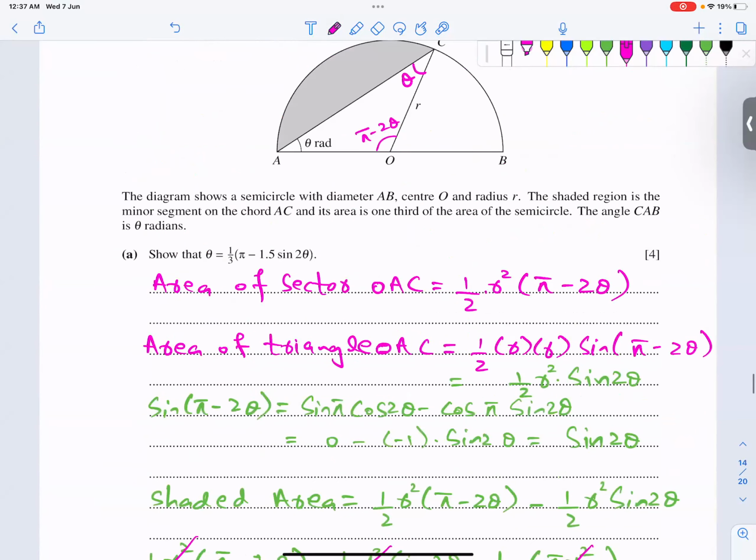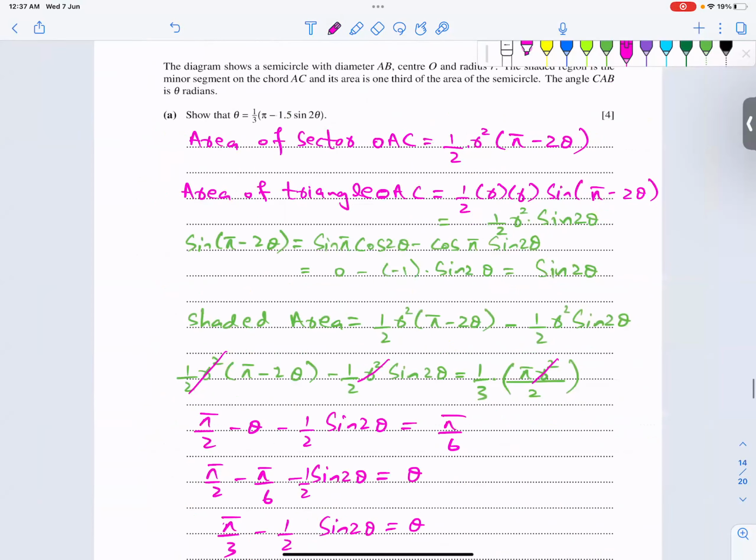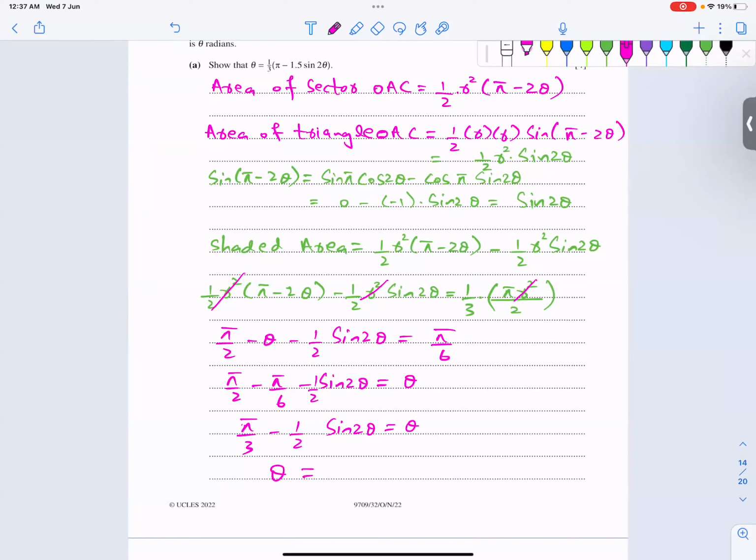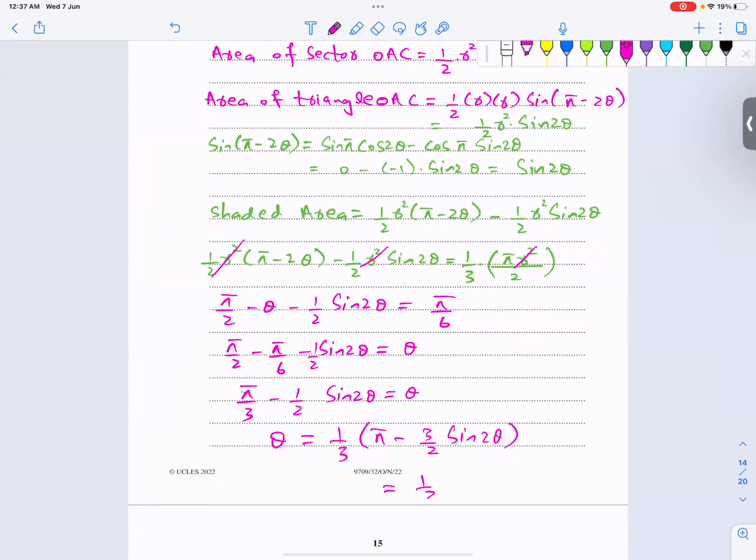Okay, theta is equal to 1/3. You don't need to take common, but if you want to make the exact form, then you will have to take 1/3 common. When you take 1/3 common, this will become 3/2 sine 2 theta, and 3/2 is actually 1.5. So 1/3 of pi minus 1.5 sine 2 theta. This is the required form.